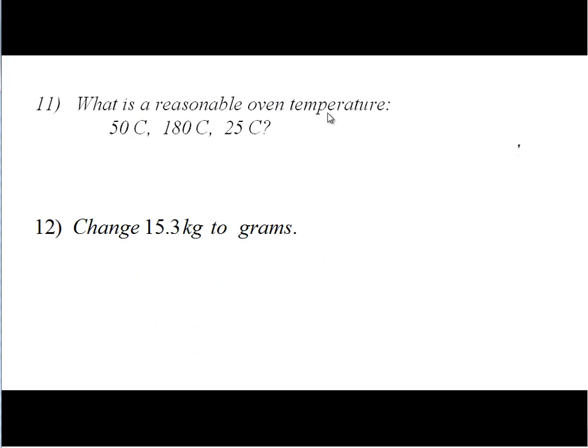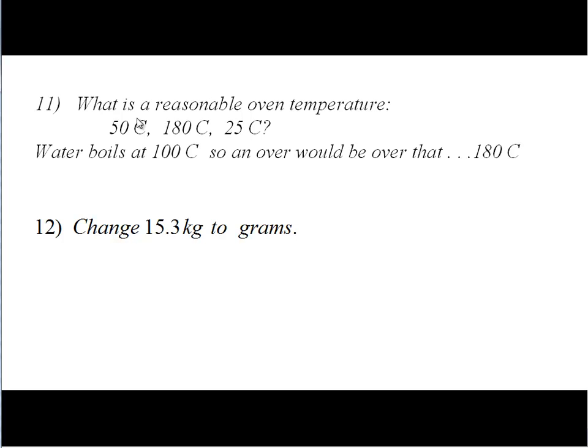Oven temperature. Well, if you think about temperature in centigrade, 100 degrees centigrade is where water boils. And when you put something in the oven, it's usually boiling at least the water. So 50 is below boiling, 25 is below boiling. So you want to go over boiling because you want your material in the oven to boil and heat up and cook. So it's going to be over that. Only thing over that is 180.